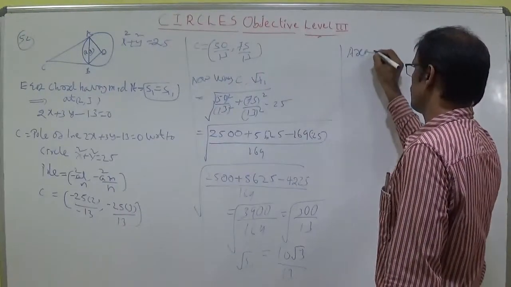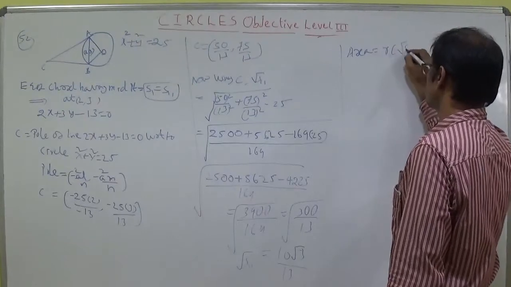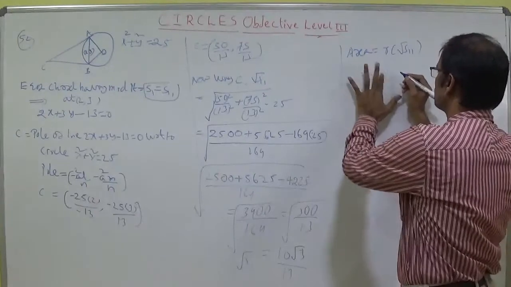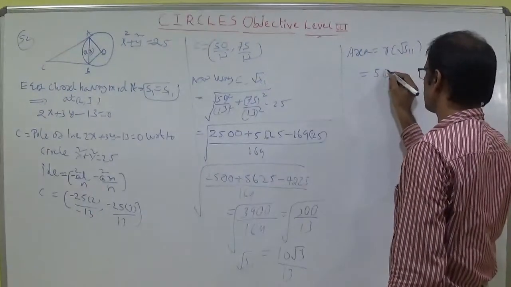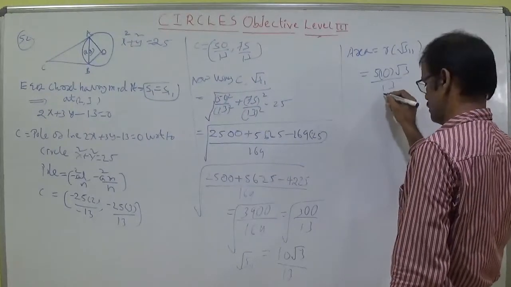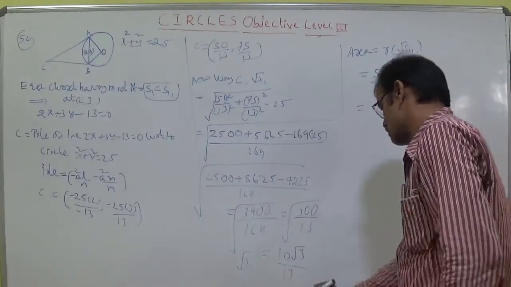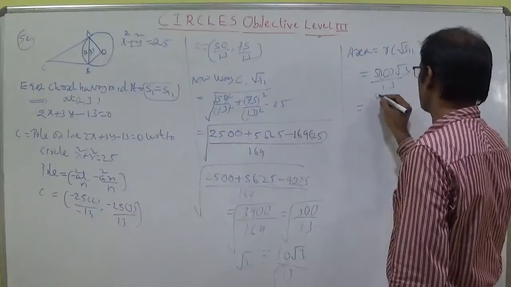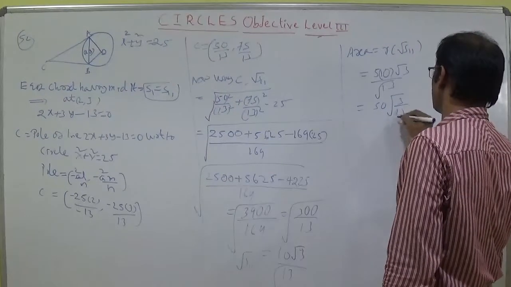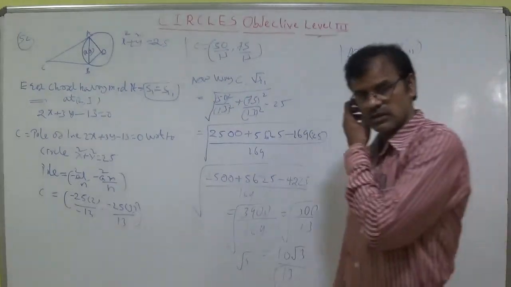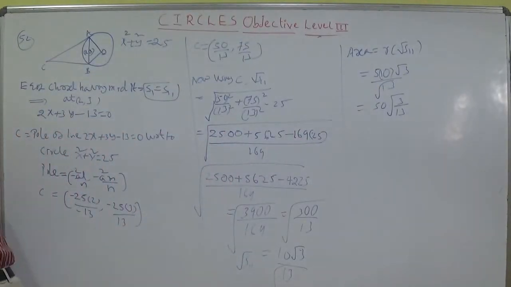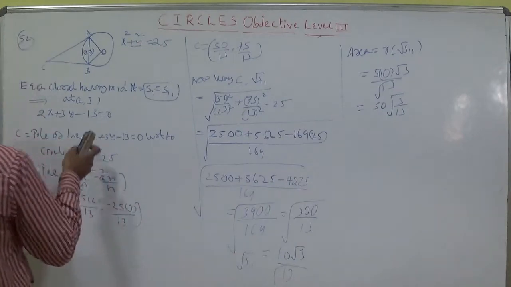Area. Write the formula: area is equal to R into root S11. What is R? 5. 5 into 10 into root 3 by 13, not 13, root 13. So we can write area is equal to 50 into root of 3 by 13. Question 52 completed. Let us discuss the next question.